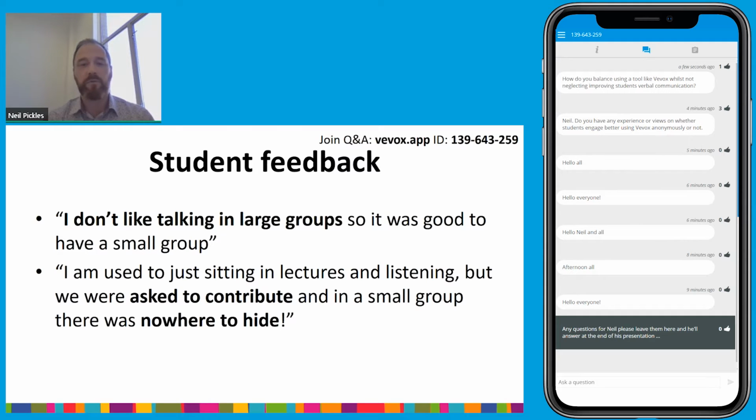And again, going back to a small group, often students can feel that there's nowhere to hide. If you like, we always want our audience and our students to contribute, but we have to remember that if we want to get the most out of them, we don't want them to feel as if they need to hide away.